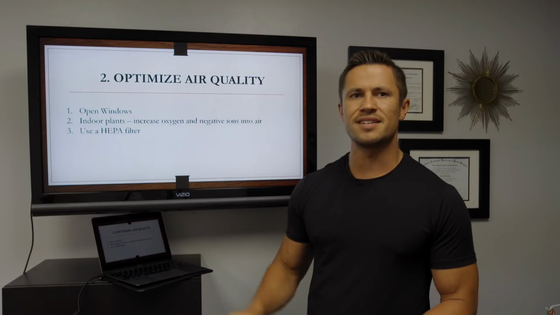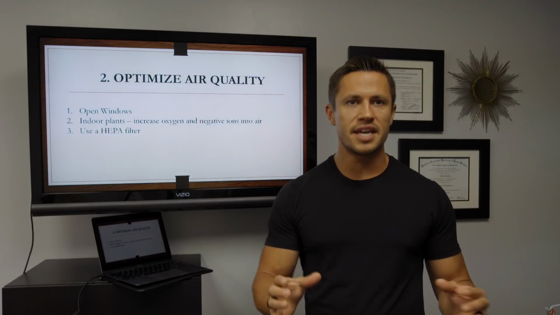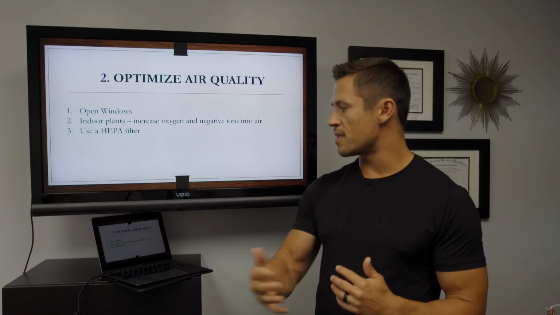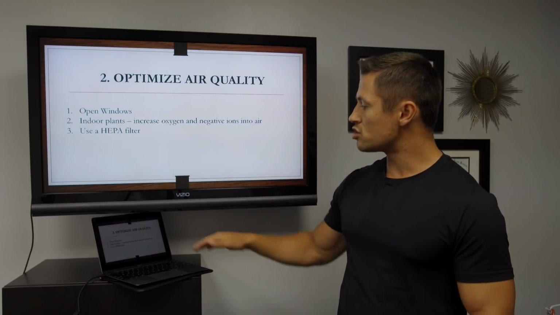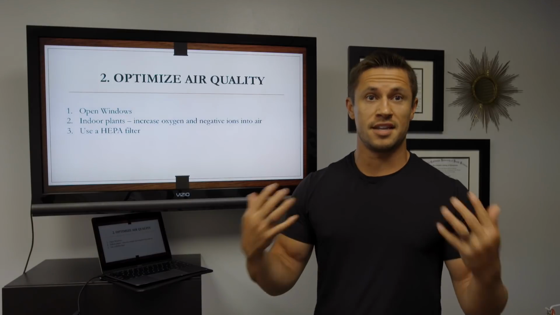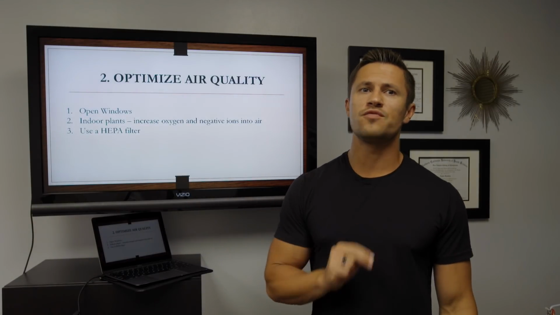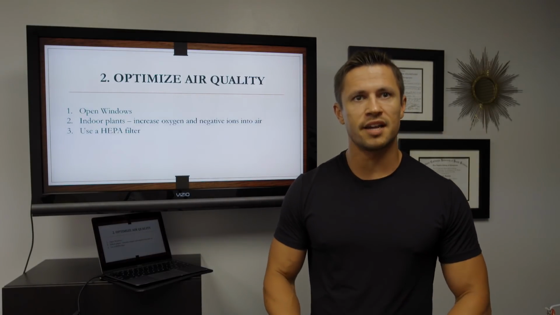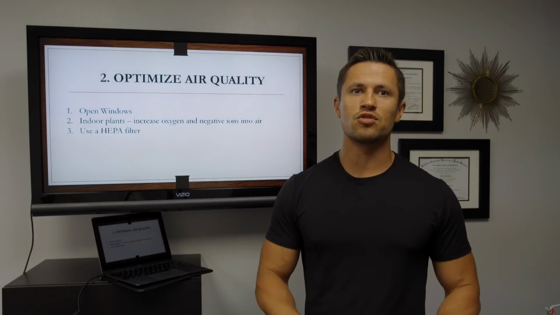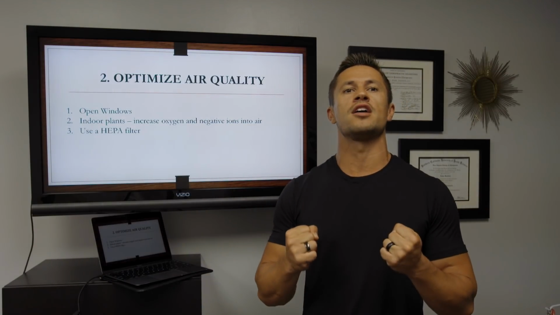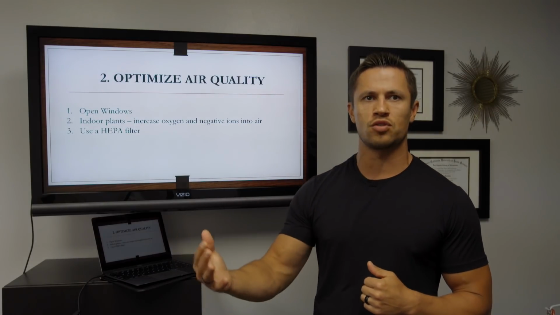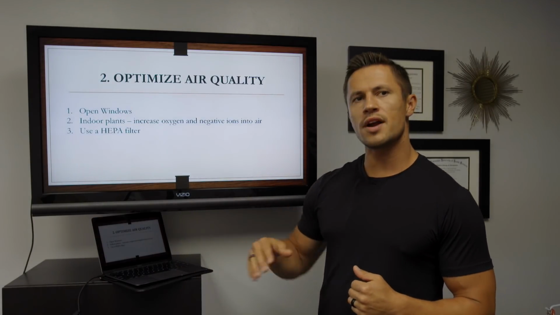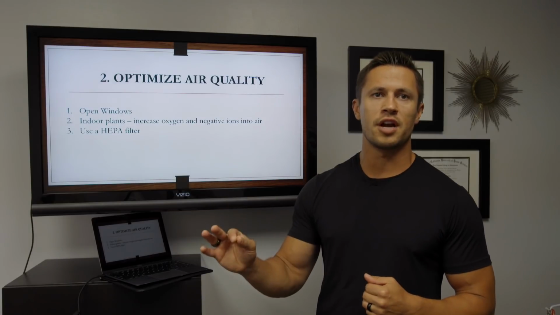The other thing I do is I load my house with indoor plants. That really helps optimize air quality. Not only does it increase oxygen in the air, but it also releases negative ions into the air. And if you remember back from our last video, when we are grounding or earthing to the Earth's natural surface, we're absorbing those negative ions, which has a host of benefits, including being a very potent anti-inflammatory. So load your house with indoor plants. It's going to really help your air quality.